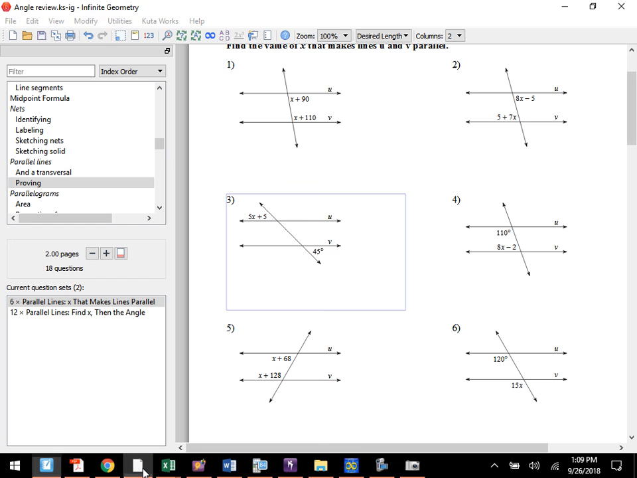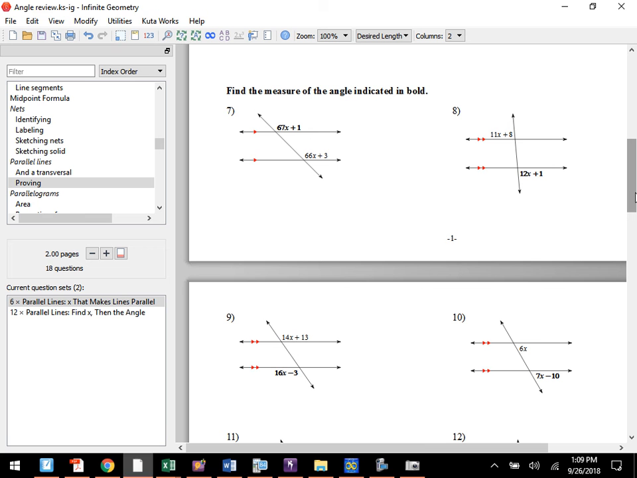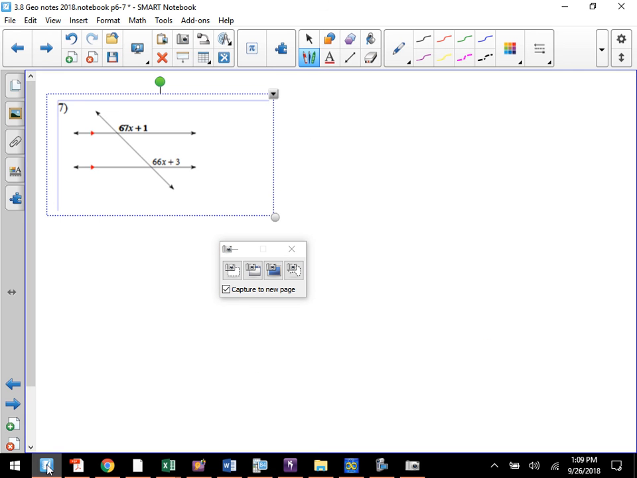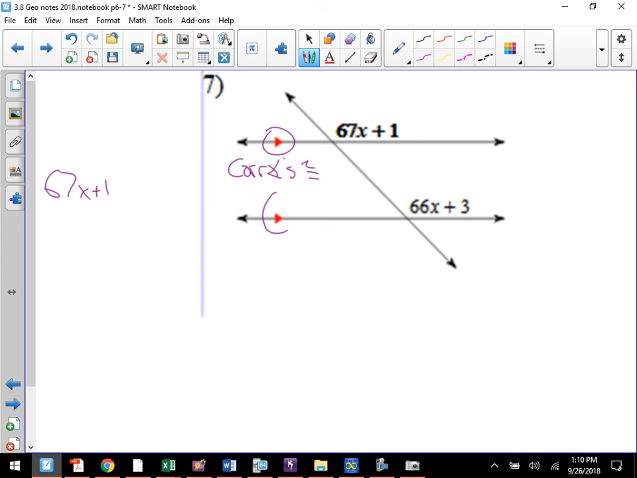If you look at the bottom of the page, it said, find the angle that's bold. When you look at the page, you should be able to tell which angle is bold because it's emboldened, or bolded, whatever. You know that the lines are parallel because it tells you. What's the angle pair relationship between those two? They're corresponding. I know that they're parallel, so corresponding angles are congruent. So all I have to do now is the math of 67x plus 1 is 66x plus 3.